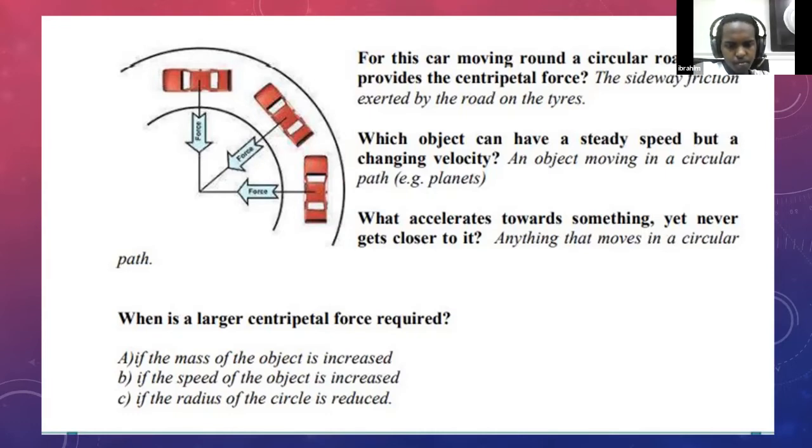What accelerates toward something yet never gets close to it? What is meant by this question? It might be like if you're rotating too hard, but trying to accelerate, then the force will apply, and the vector will be a vector.